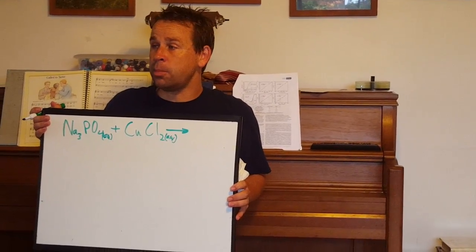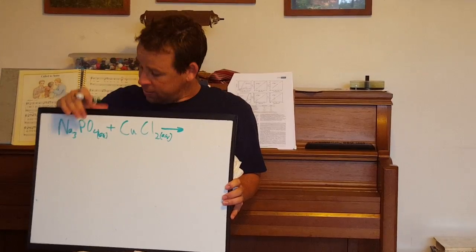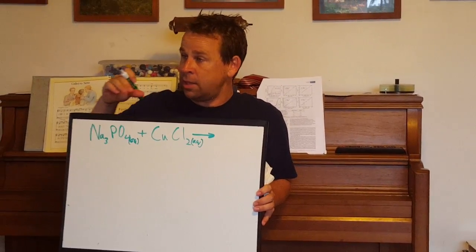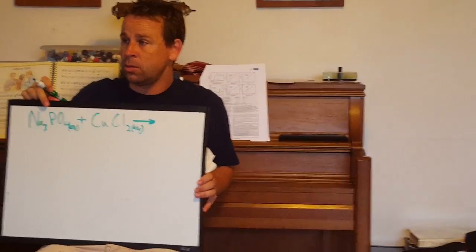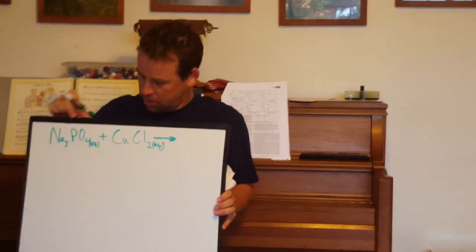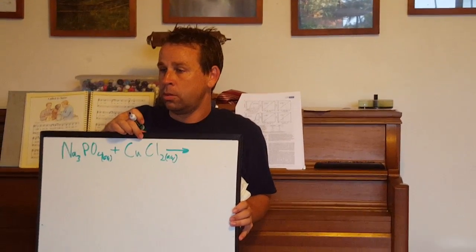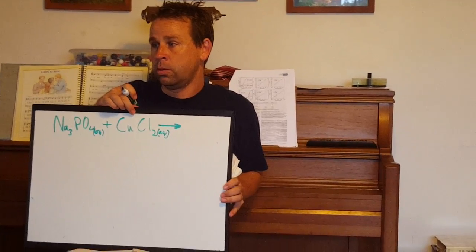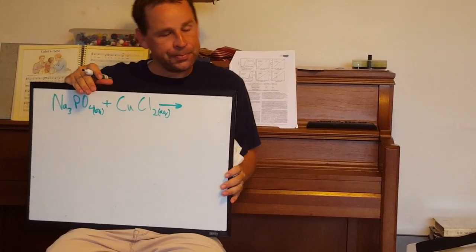I mean, it says here, but you might miss it if you don't know what you're looking at. What this is showing us is that this is a solution of this compound. What is this compound? Anybody know? Sodium phosphate. And what is this compound over here? Copper chloride. Just like sodium chloride, you say chloride, right?